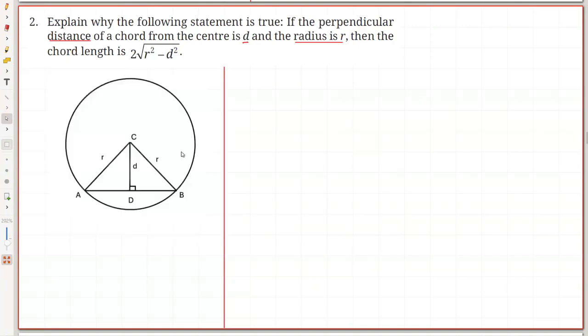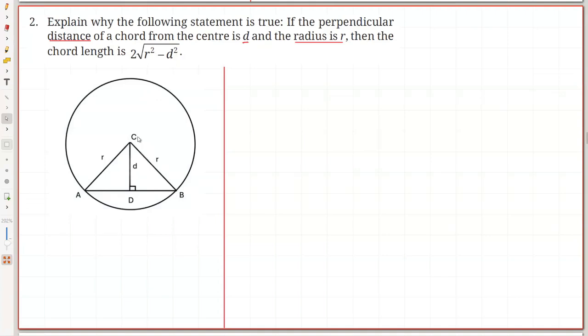Same diagram. The perpendicular distance is given as D, this distance is D, and the radius we are taking as R. Now we have to find the chord length, AB. While finding the AB length, we should get 2 into root of R square minus D square. Then this will become true.